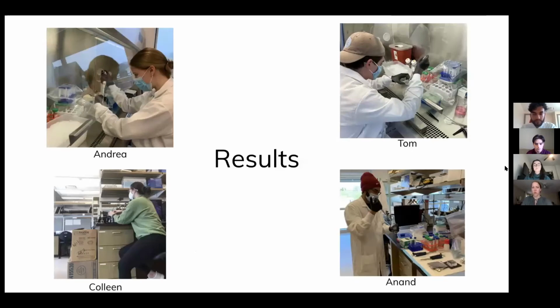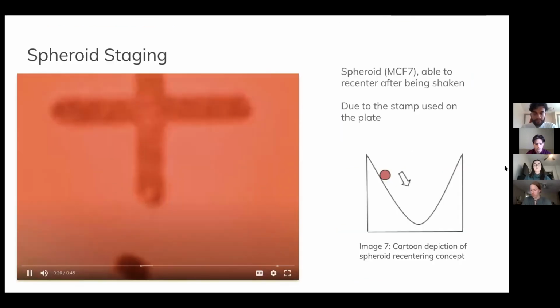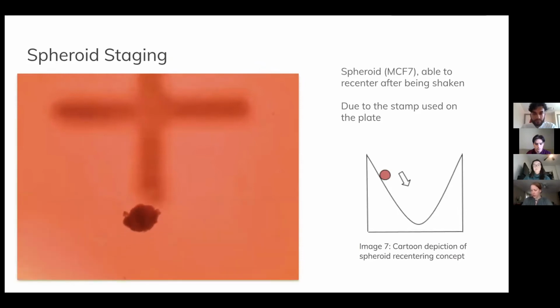And now onto our results. The video on the left shows a spheroid rolling back to the center of the stamped well plate after being shaken, and on the right, the cartoon depicts the movement that is occurring due to the stamped agarose well following the shaking.